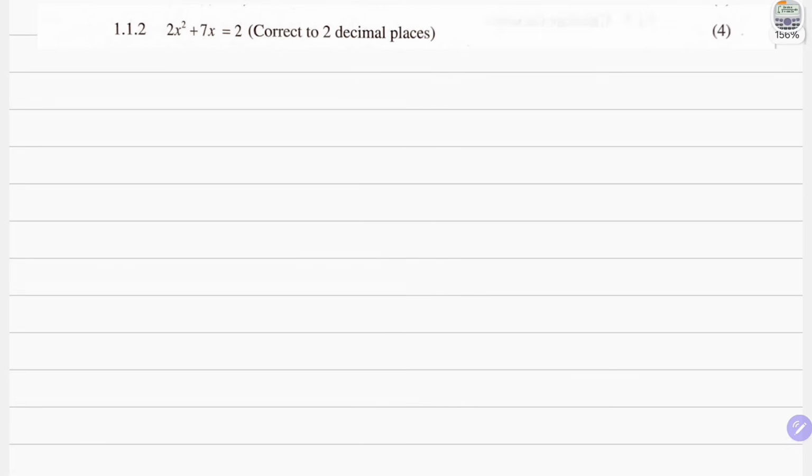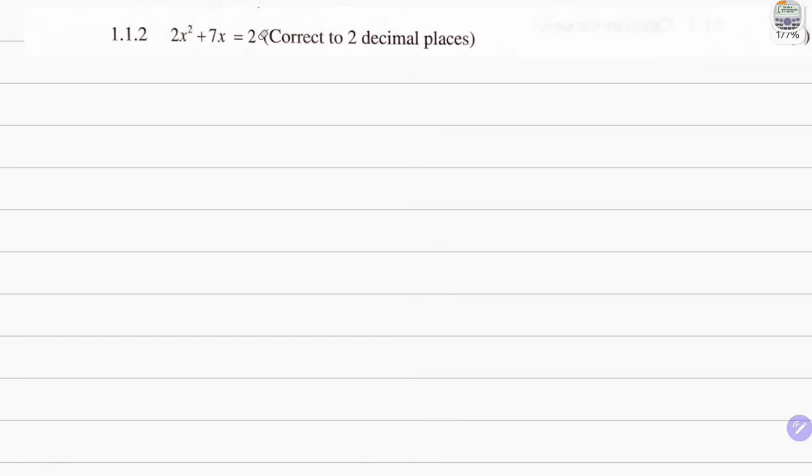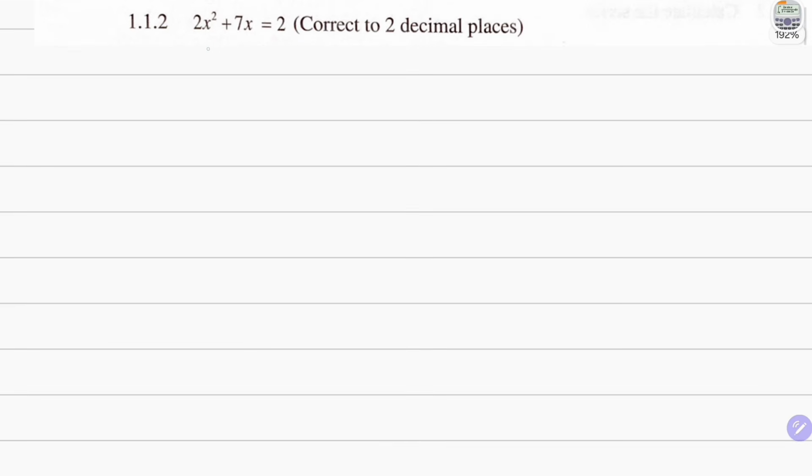Question 1.1.2 says we have to solve for x correct to 2 decimal places. Okay, so this is a quadratic equation, and we can see because the highest exponent on x is 2, but it's not in its standard form. It should be in the form of ax squared plus bx plus c equals 0. So let's transpose that 2 so that the right hand side is equal to 0. So we'll have 2x squared plus 7x minus 2 is equal to 0.